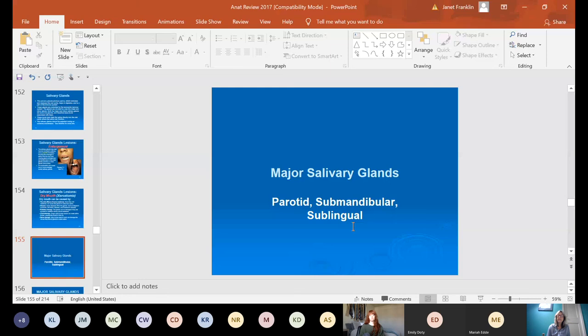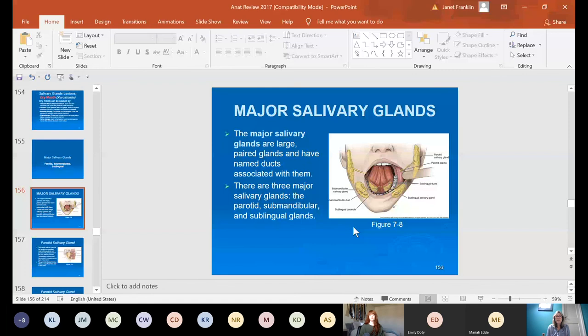Your major salivary glands, you have three of them. Your parotid, which is the big one right here. Your submandibular, which are down here. And your sublingual, which is under your tongue. Of your major salivary glands, they are paired, so there's one on each side. Here's a picture. Here's your parotid gland, here's your submandibular, and here's your sublingual. They all have ducts associated with them. Your parotid gland travels through this duct and opens up just beside your maxillary second molar. Both your submandibular and sublingual have ducts that travel, and they both open up at the sublingual caruncle, or those two little dots that are underneath your tongue.